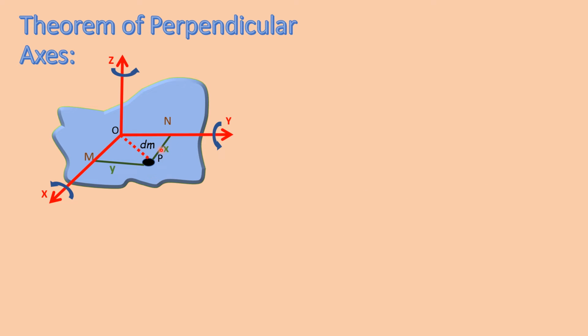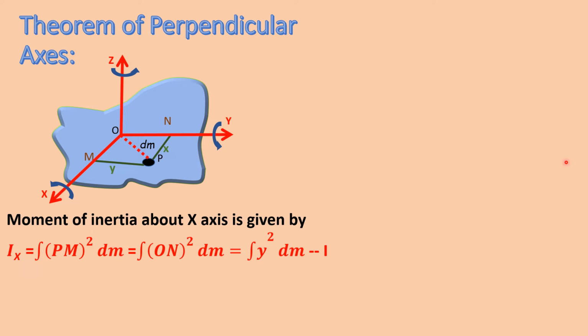As point dm is a very small object, we can calculate the moment of inertia of this dm about the x-axis as Ix is equal to integration of Pm square dm. Pm is the perpendicular distance from the axis of rotation, that is the x-axis, and this Pm is parallel to ON, and that distance is equal to y, and therefore Ix can be written as integration of y square dm. Label it as equation 1.